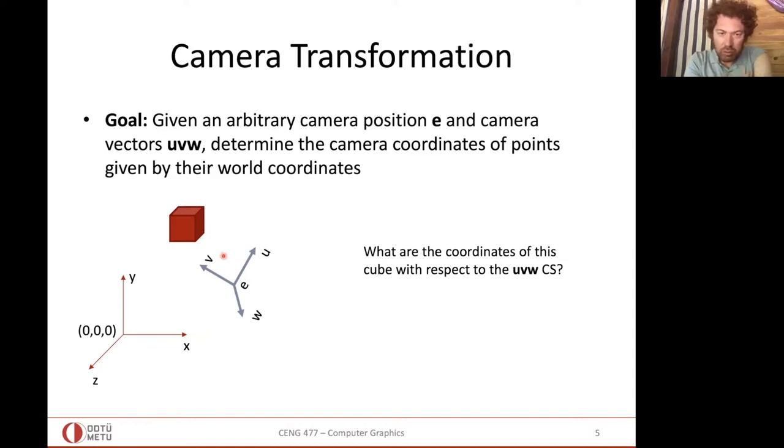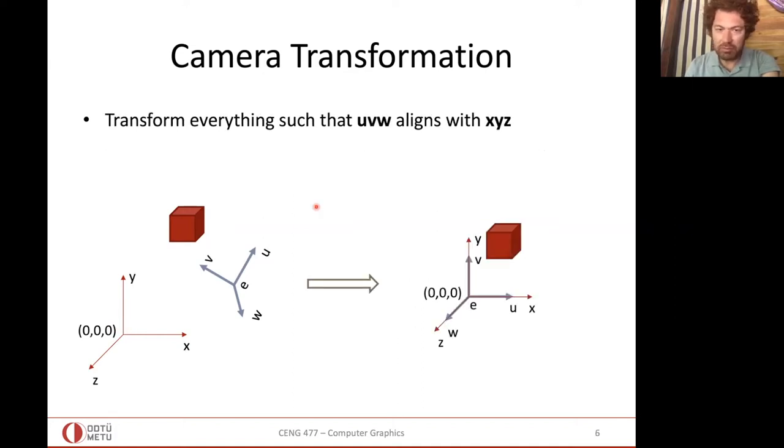So to do that, I will actually move my camera coordinate system on top of my existing world coordinate system, like this. U aligns with X, V with Y, and W with Z. So if I do that, then my object now has different coordinates, right? Compare it with this coordinate here. It is way above, now it is like coming down. So this is the corner point of the cube in this UVW coordinate frame, coordinate system. And I select this alignment on purpose because this is easy to do.